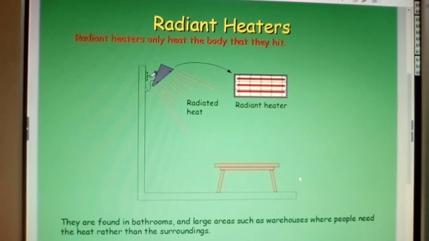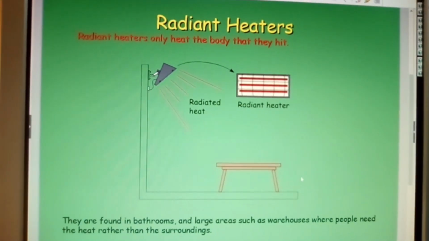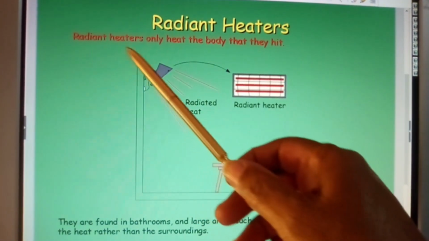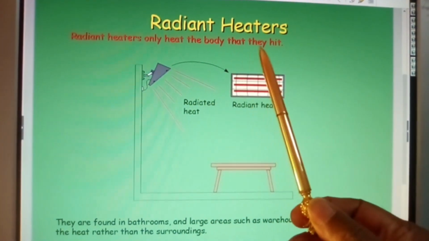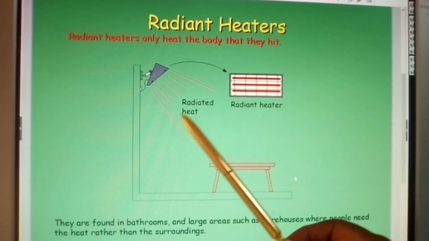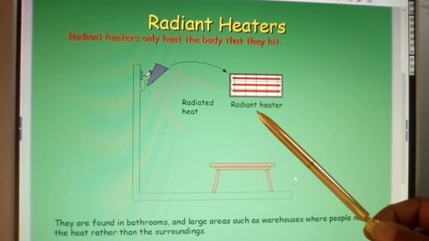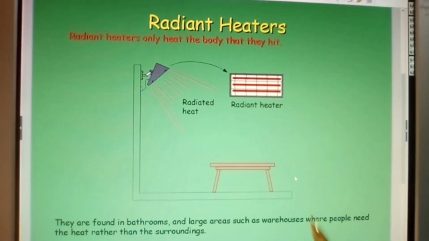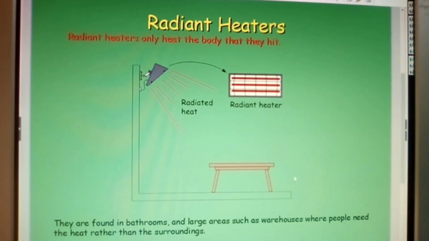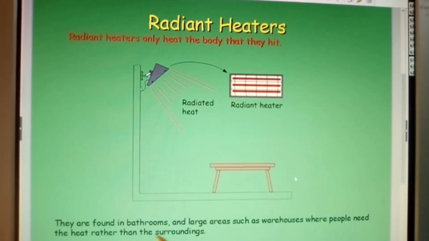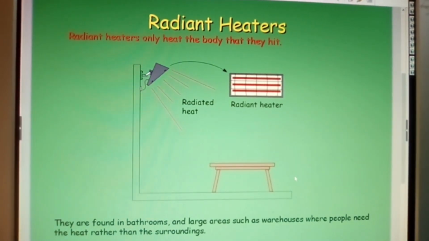Radiant heaters. Now, radiant heaters only heat the body that they hit. Okay, radiated heat, radiant heater. And it's just giving out heat to the atmosphere. They're found in bathrooms and large areas such as warehouses where people need the heat rather than the surroundings.